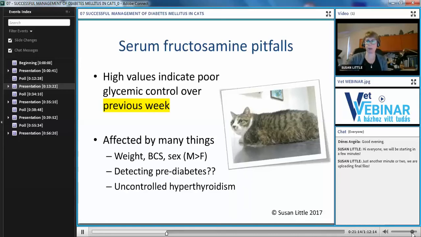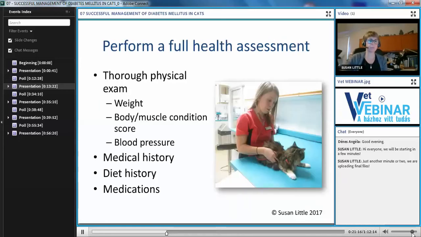So we do need a full health assessment on these cats, so a good physical exam, their weight, their body and muscle condition score, blood pressure assessment, mainly because that should be, as long as you have the equipment, a routine part of assessment for all middle-aged and older cats anyway. Of course, a medical history, including any medications that they may be on, and a diet history, because we're going to talk about dietary change for these cats as well. So we do need a good look.